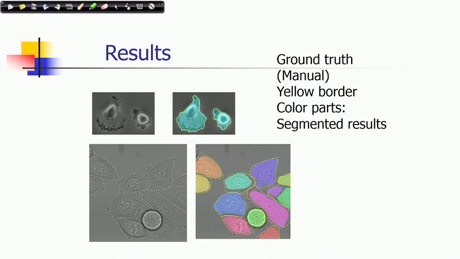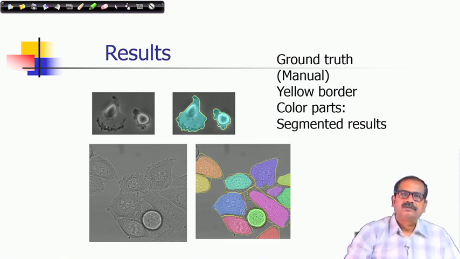Some of the results in that paper I am just reproducing. You can see that these are microscopic images. The top one shows the segmentation of objects, the cells, and the yellow border is the manually segmented ground truth, and the colored part is the result. It is very close. At the bottom rows, pairs of images are shown, the original image and the segmented image. It is quite interesting, and it captures the corresponding segments very nicely, which corroborates with the ground truth and is very close to it.